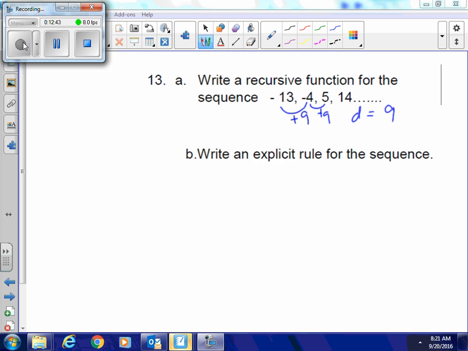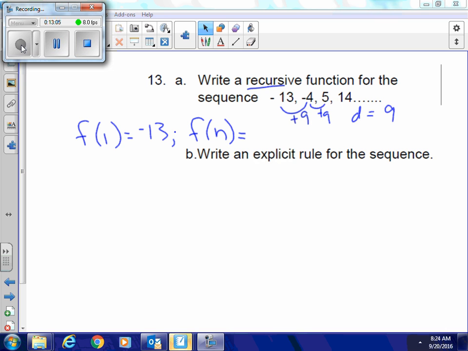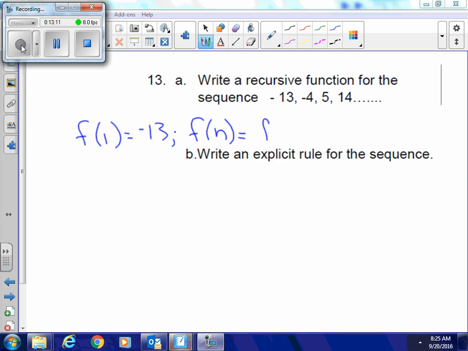When we write our recursive rule, okay, so we're set to write our rule. A recursive rule always starts with giving the first term, which in this case is -13. Put a semicolon. Now we can write the rule for getting all the other terms. We know our D is 9. We take the previous term, f of n minus 1, and we're going up by 9, so we add 9. It's that simple. And remember, this rule applies for every term position number greater than or equal to 2.